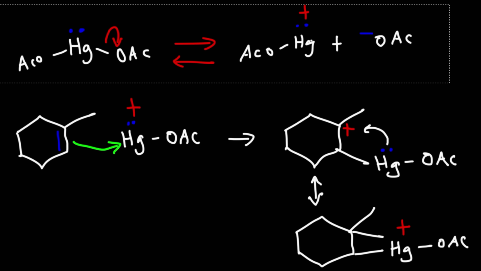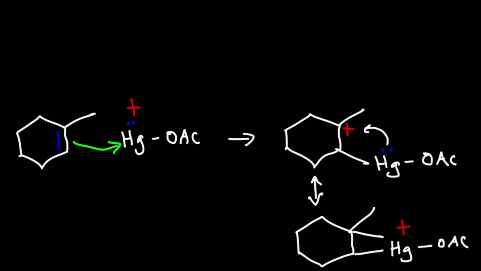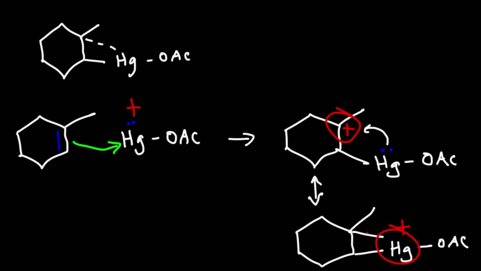So what we're going to do is draw a resonance hybrid to get a more accurate description of the intermediate of this step. So the resonance hybrid is going to look like this. Since this is the new bond that was formed, we're going to draw a dash for that bond. So the plus charge is not completely on this carbon, nor is it completely on the mercury atom, but it's shared between the carbon and the mercury atom. So what we have here is a partial positive charge on both the carbon and the mercury atom. So this is known as the mercurinium ion. It's the resonance hybrid of these two.